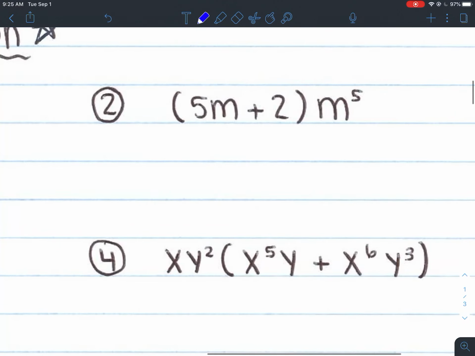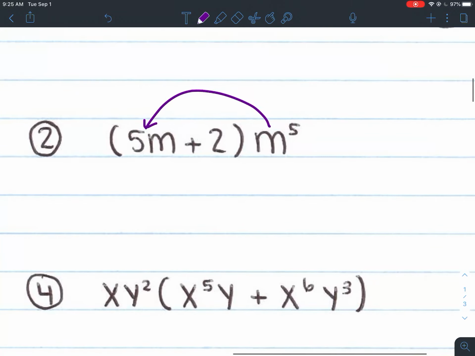Moving on to number 2, okay, now this one's a little bit different. The term's on the back end of the parentheses, but really you just treat it exactly the same. So you want to distribute it into the terms on the inside. So m to the 5th times 2, okay, actually I'm going to go to the front because it's kind of weird if I do it that way. So let's start at the front here. M to the 5th times 5m.